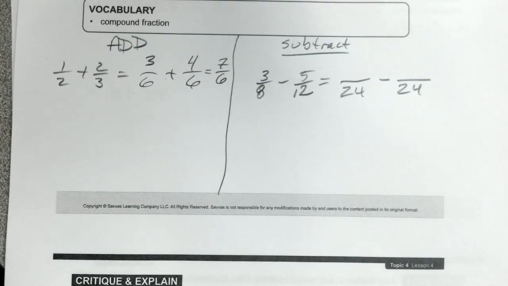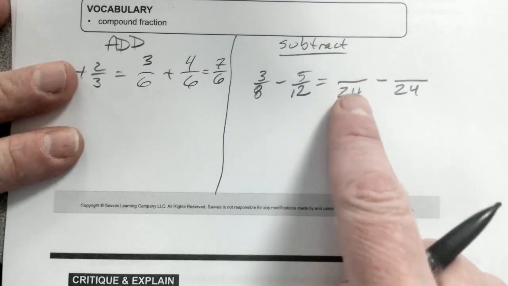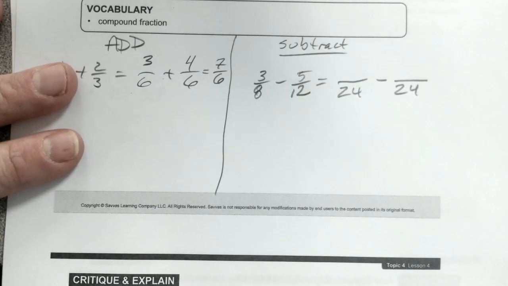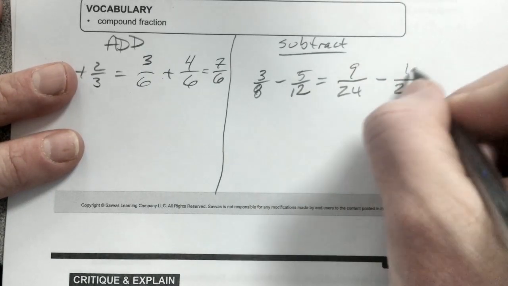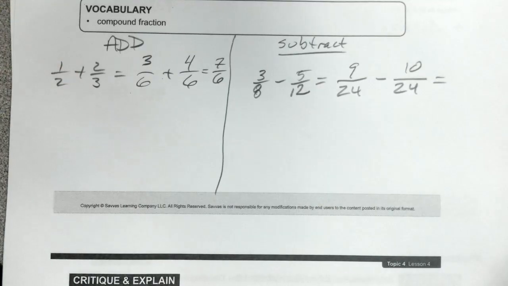She's good. All right. So, what is the numerator for that first one going to be? 9. Good. And the numerator for the second one is? 10. Good. Yes.